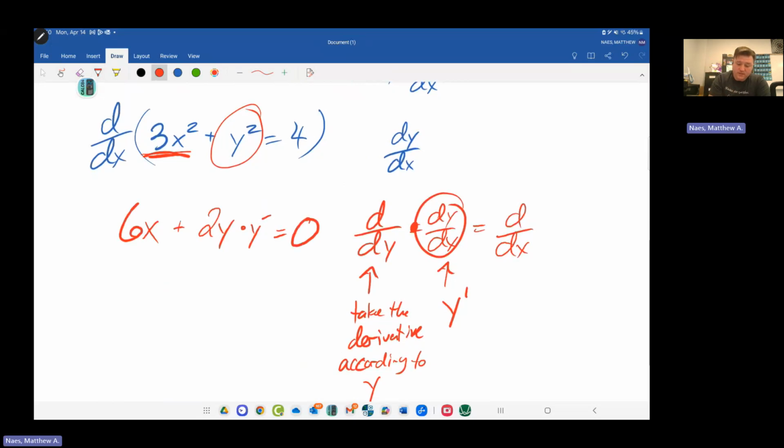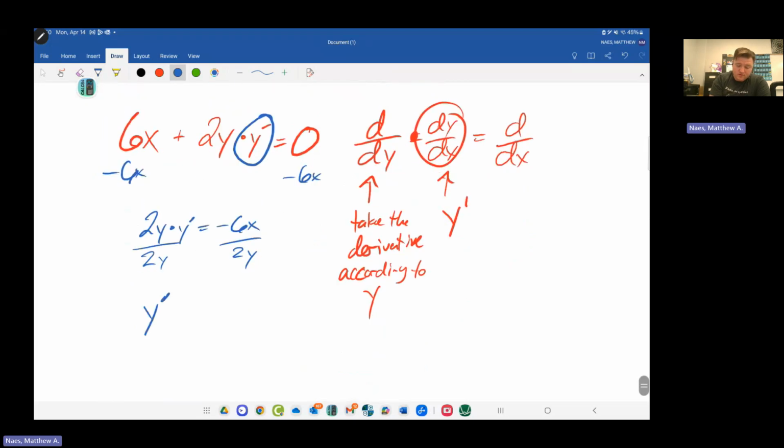From here, my next goal is to get y prime by itself. So first, I will subtract 6x over. So 2y times y prime is equal to negative 6x. Then divide by 2y, and I have y prime by itself. I have my derivative. Now you want to reduce: negative 6x over 2y becomes negative 3x over y, which is your answer.